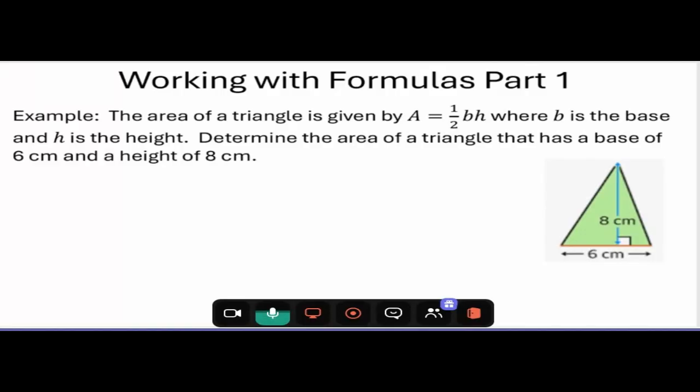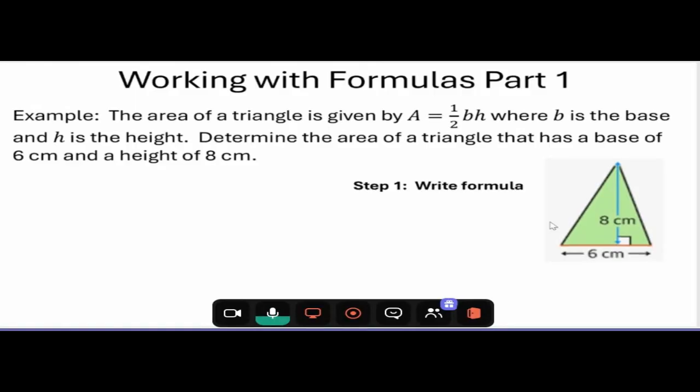So B is the base of a triangle. That is the flat distance along the bottom here. H is the height, which is straight up and down from the bottom up to the highest point. So here we've been given a triangle that has a base of 6 centimeters, a height of 8 centimeters, and we've been asked to find the area.